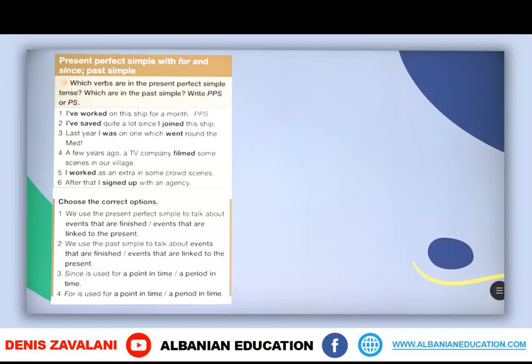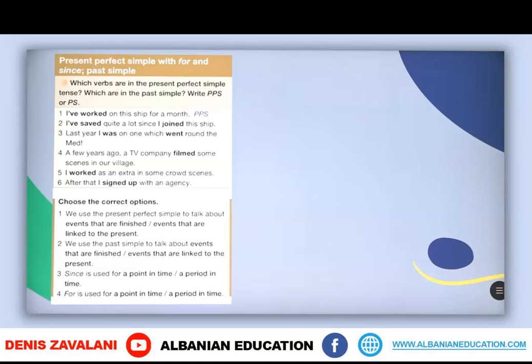The first example says, I've worked on this ship for a month, which is present perfect simple. And we can notice the auxiliary verb and also the past participle, which is a regular verb with ending ed. The next one is, I've saved quite a lot since I joined this ship. The third is, last year I was on one which went round the Med. The fourth is, a few years ago, a TV company filmed some scenes in our village.